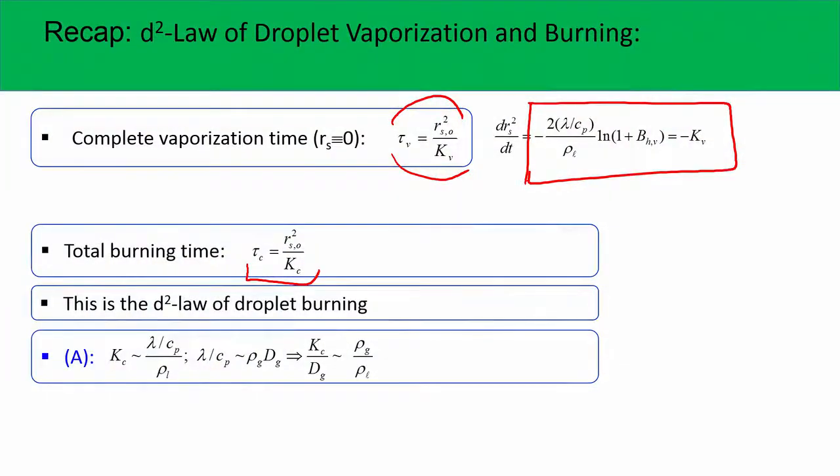So this is also a very important fundamental part of a gas turbine combustor, and we are going to look into that. Even if the droplet burns, as you know, combustion happens in the gaseous phase. The time for droplet combustion is also proportional to the initial radius squared divided by Kc, where this is the droplet burning constant, or the droplet combustion constant, which is proportional to lambda by Cp divided by rho liquid times ln of 1 plus B Hc. So, the droplet heat transfer number for combustion.